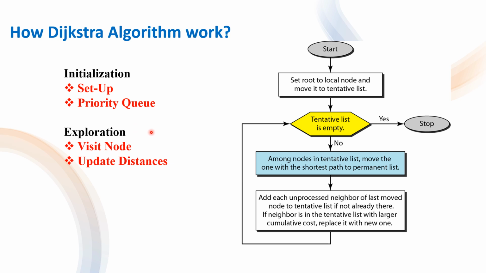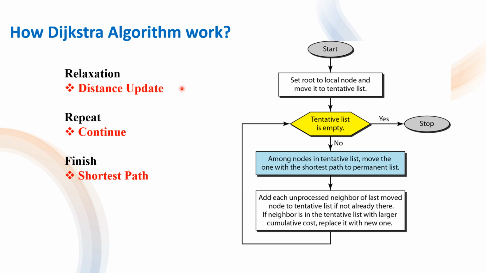Extract minimum. Remove the node with the smallest distance value from the priority queue. The node is referred to as the current node. For each neighbor of the current node, calculate the tentative distance from the source node through the current node. If the new distance is smaller than the previously recorded distance, update the shortest distance and add the neighbor to the priority queue with the updated distance.